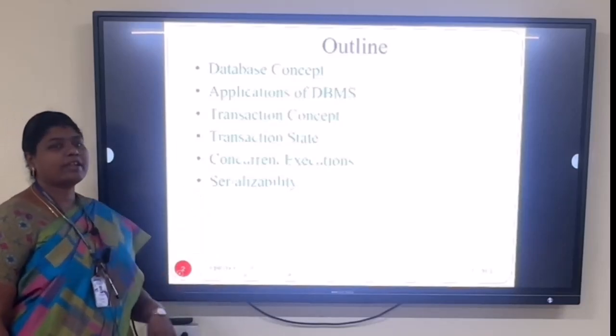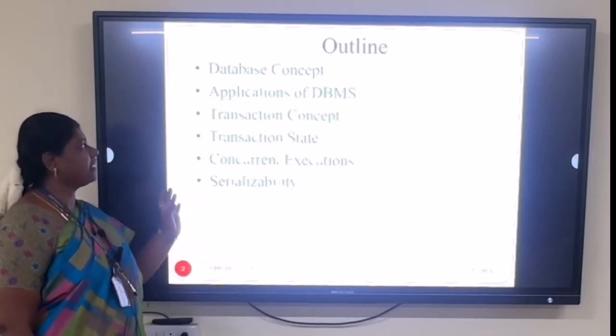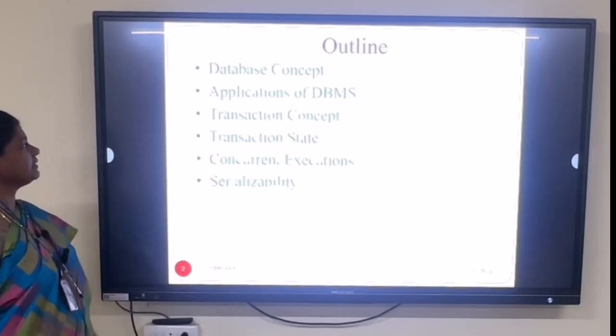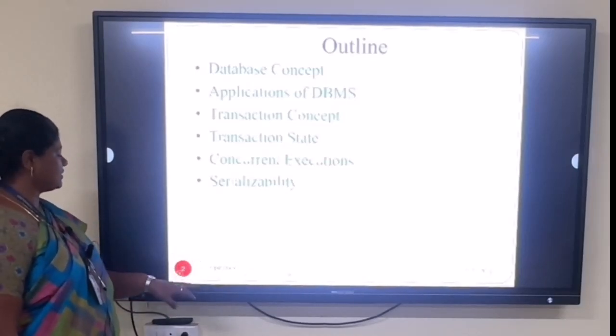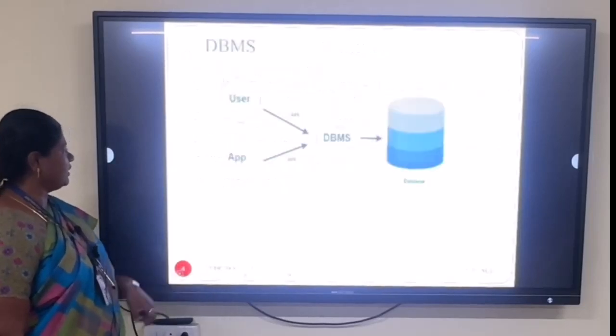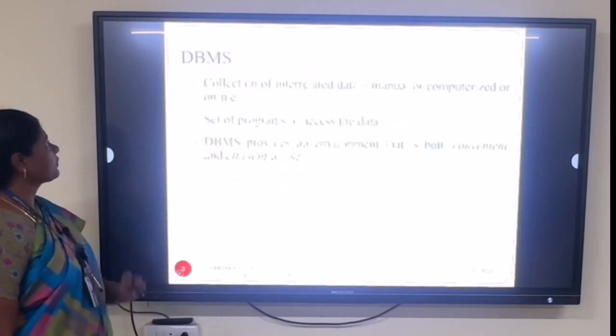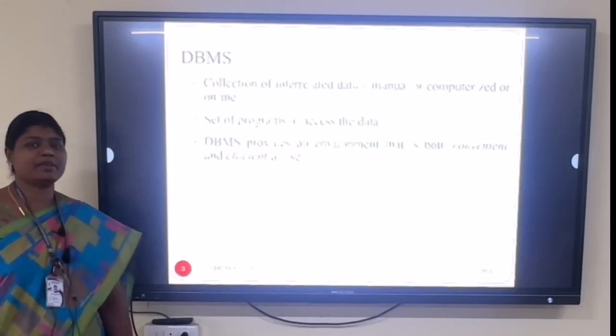So this is an outline of this content: database concept, application of DBMS, transaction concept, transaction state, concurrent execution and serializability. So these are all the content we are going to discuss now. So first of all, what is DBMS?